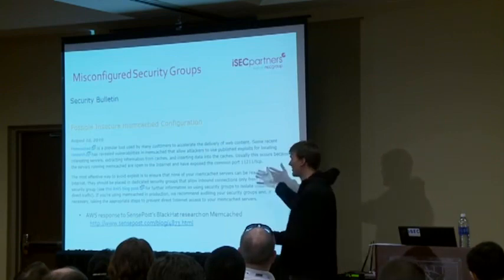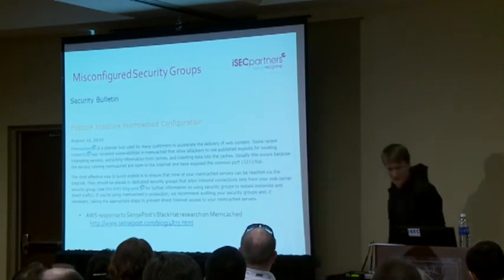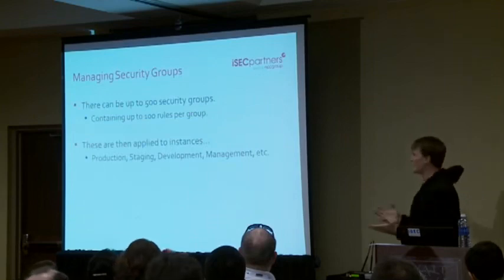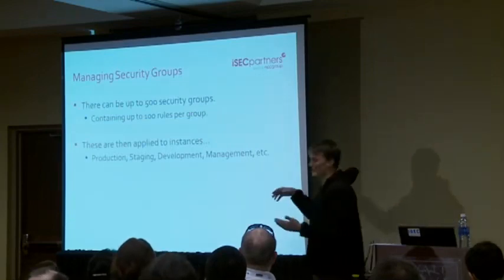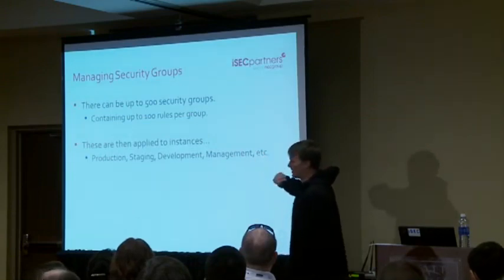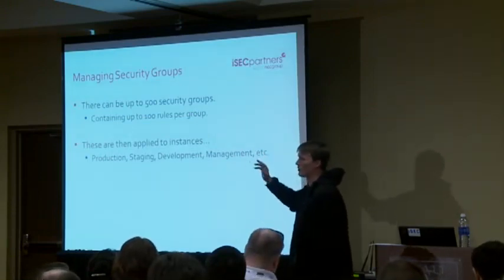It's so alarming that, again, Amazon had to release this. So how do you manage this? Well, you manage it through the security groups, right? Like I said, you would just apply a security group that would block traffic on port 11211.